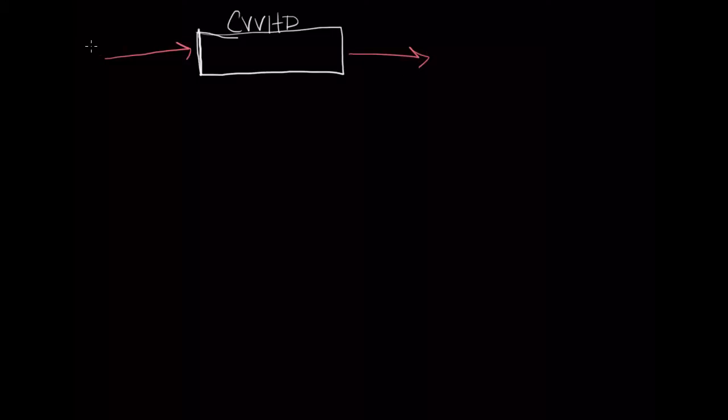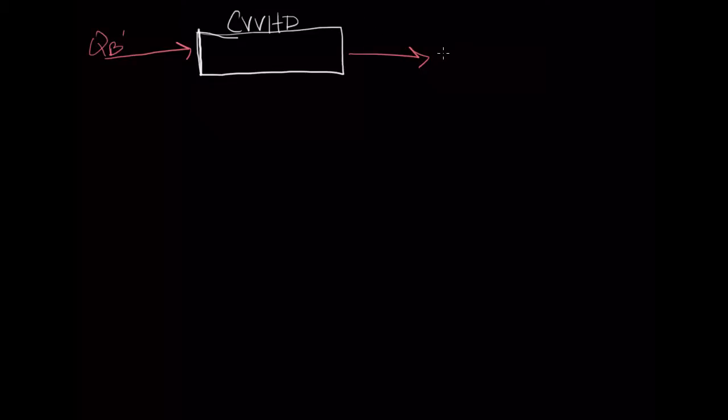And to do that, we're going to draw a little schematic of CVVHD. And let's label our flows first. So that's your blood flow. Okay, that should not be prime, so let's get rid of that.